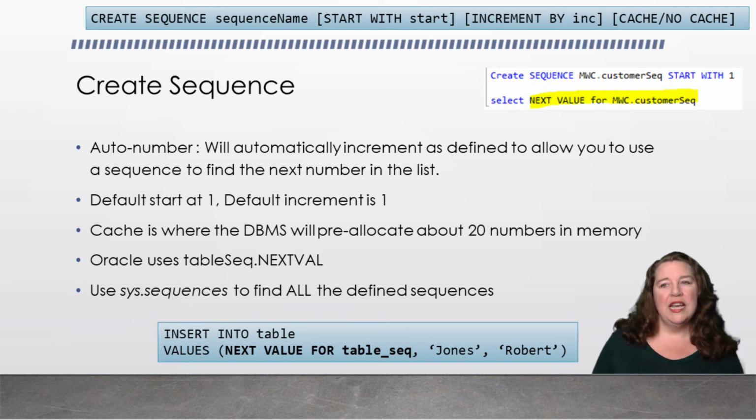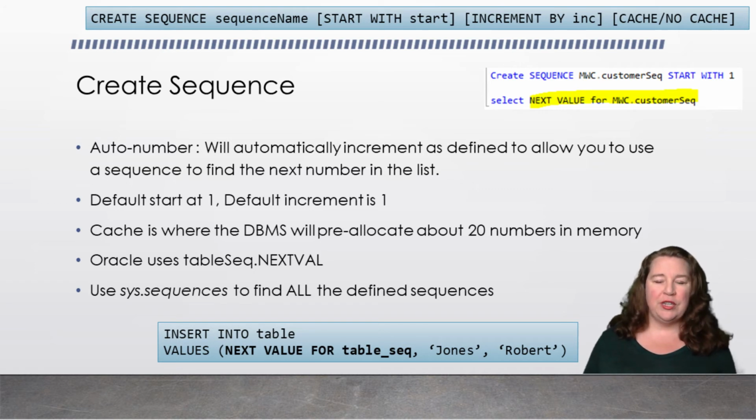Oracle uses the table sequence.nextValue method, and SQL Server uses the next value for sequence. Just a little bit of different syntax depending on the system. If you want to find all the sequences that you have created, you can use, again, that data dictionary, the system table sys.sequences. You just select star from sys.sequences to get all of your defined sequences, and it'll tell you what the next value is, what the incrementer was, what the starting value was, and so on and so forth for your sequences.